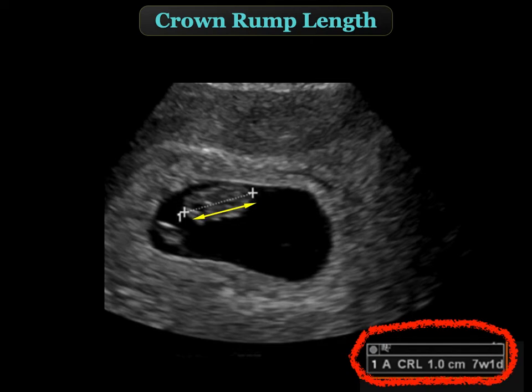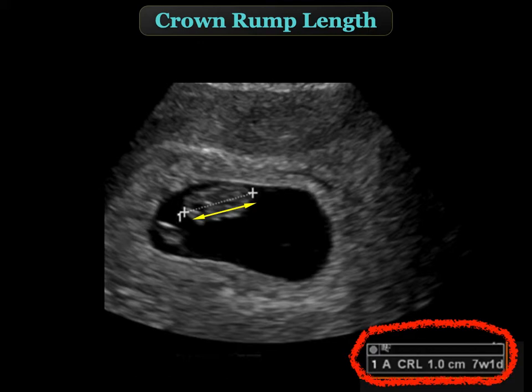So here's a nice example of a crown rump length measurement in a patient in their first trimester. So you can see that we have taken a measurement from end to end of the fetal pole, and our ultrasound has converted the crown rump length of 1 centimeter into 7 weeks, 1 day for our gestational age. Again, if you see a crown rump length greater than 7 millimeters, you should also be able to detect a fetal heart rate. If you don't see a fetal heart rate and you do see a fetal pole, consider fetal demise and obtain a transvaginal ultrasound.